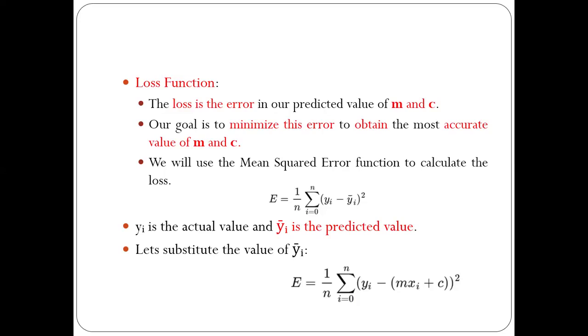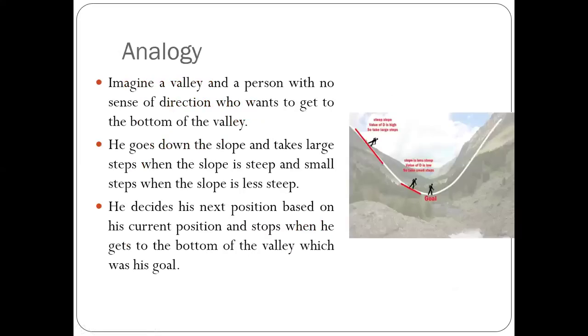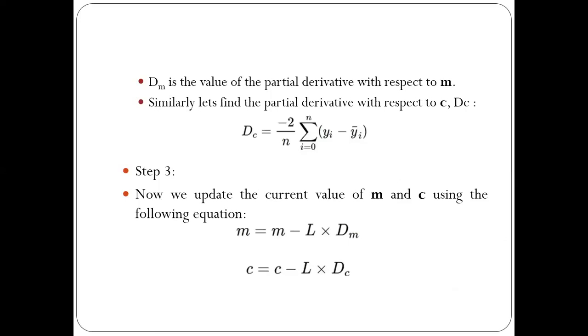So now the value of dc becomes minus 2 by n, because the minus is common for both mx plus c, so minus is also applicable for c. Now the value of dc becomes minus 2 by n summation i is equal to 0 to n yi minus, instead of writing mx plus c, we just write it directly as yi cap. These are about the values of dm and dc.